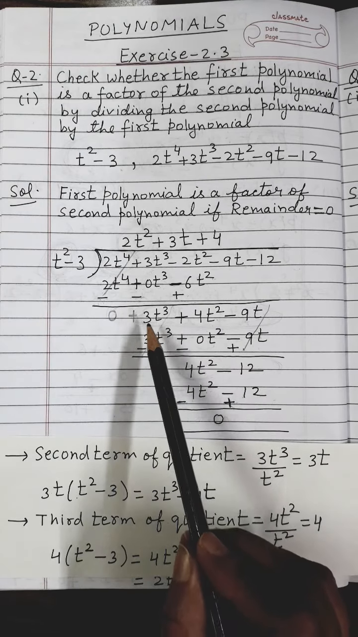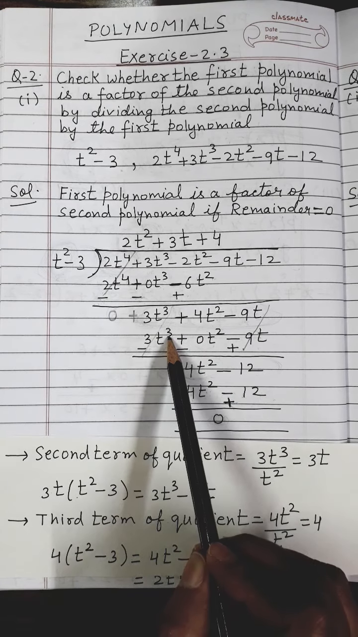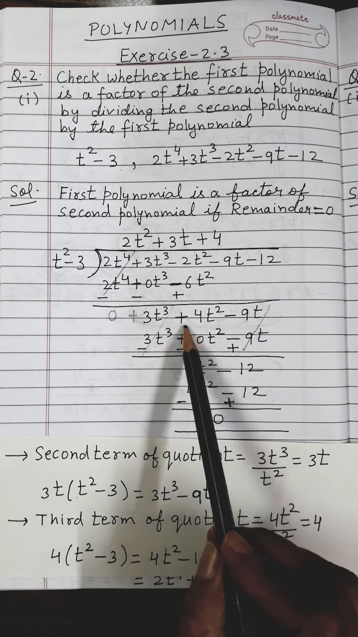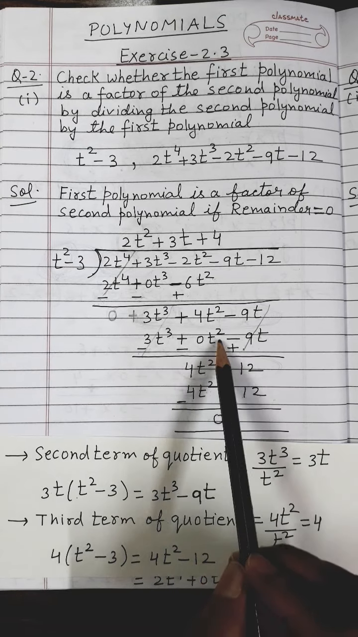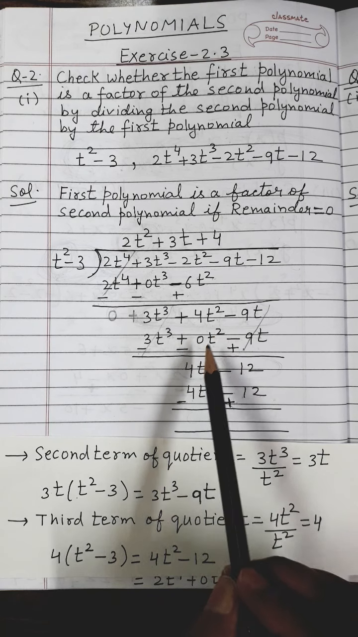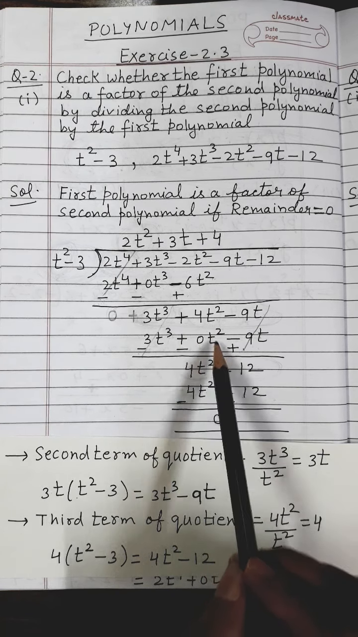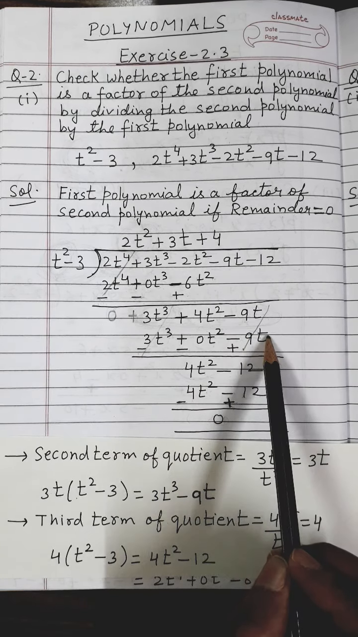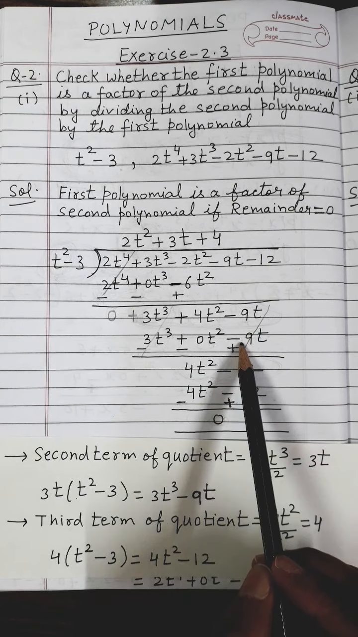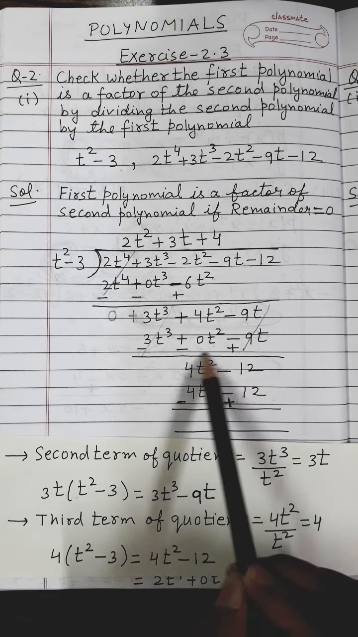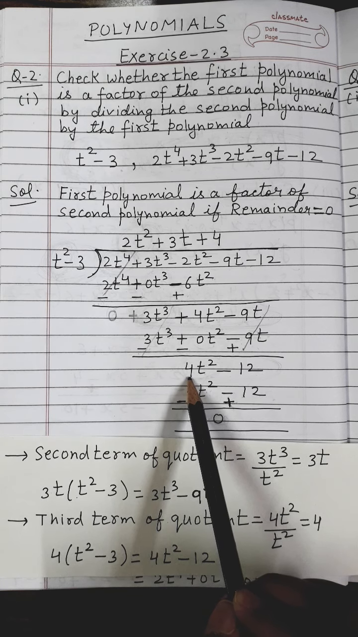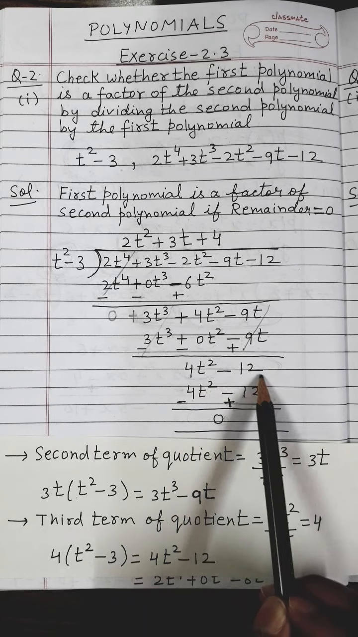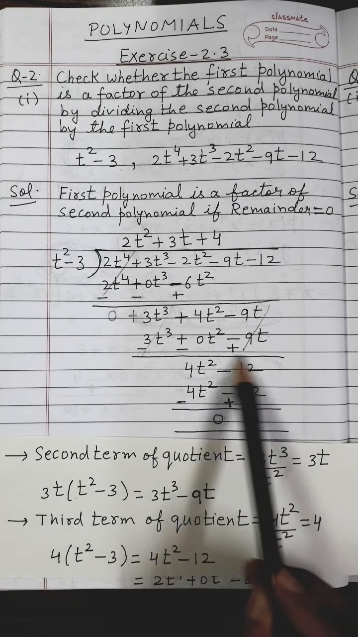So what I get, 3t cube minus 3t cube gives you 0, which I can show by cancelling them out. Next is plus 4t square minus 0t square. 0t square is 0, so I get 4t square minus 0, which gives you 4t square. Next, minus 9t plus 9t again gives you 0, so I can cancel out these two terms. So what did you get after subtraction? 4t square, right? Now I will copy down the next term of the dividend, that is minus 12. So I write down minus 12 here. Now this is my next new dividend.